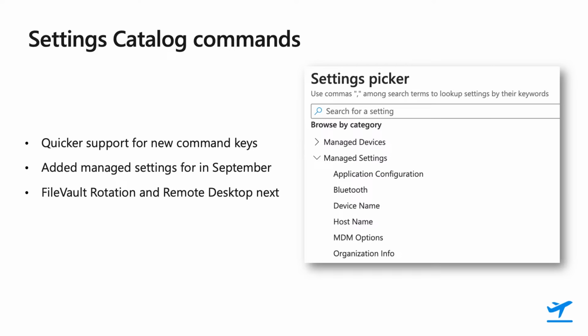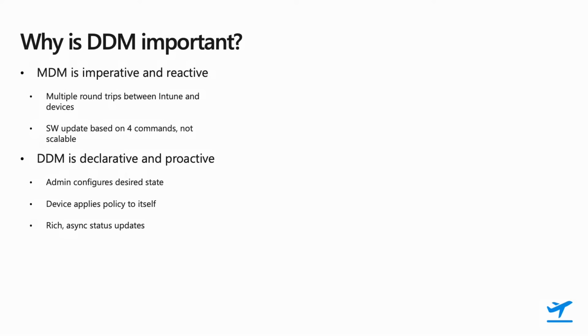Supporting commands-based settings further enhances that modern management experience provided by our settings catalog. I'm going to talk about DDM. DDM stands for Declarative Device Management. It was announced by Apple in WWDC 2021. It is meant to address matters of efficiency, battery usage, and ease of management.